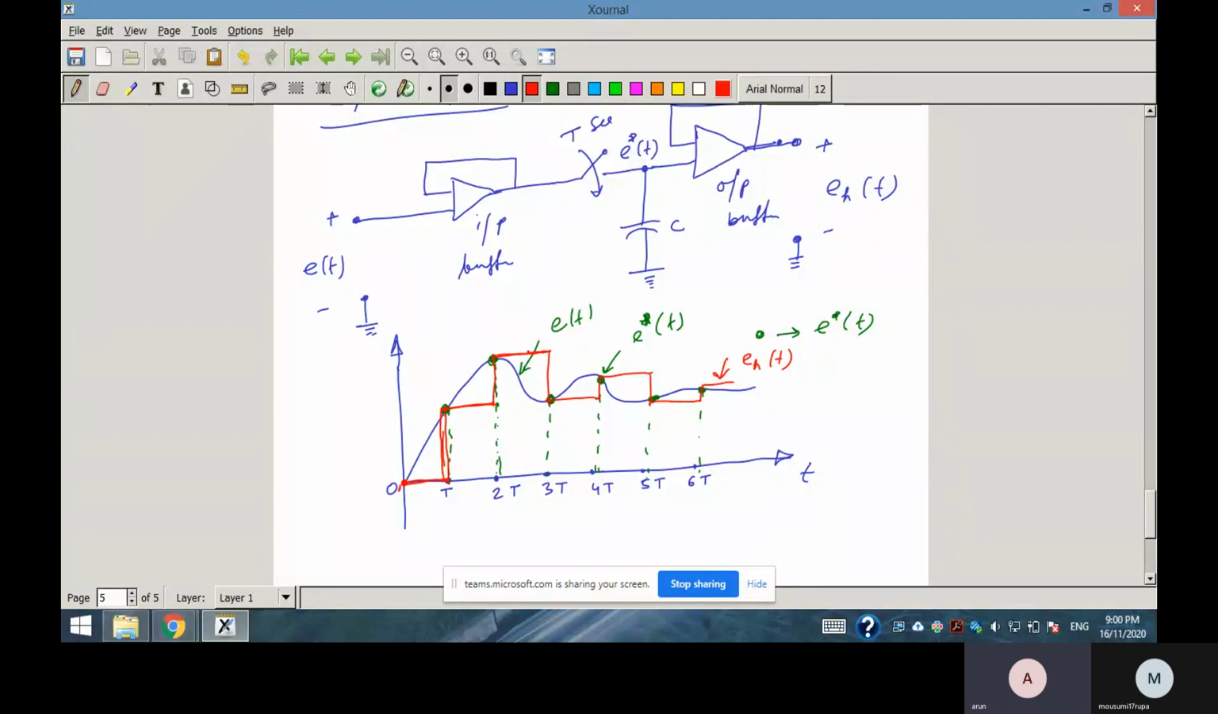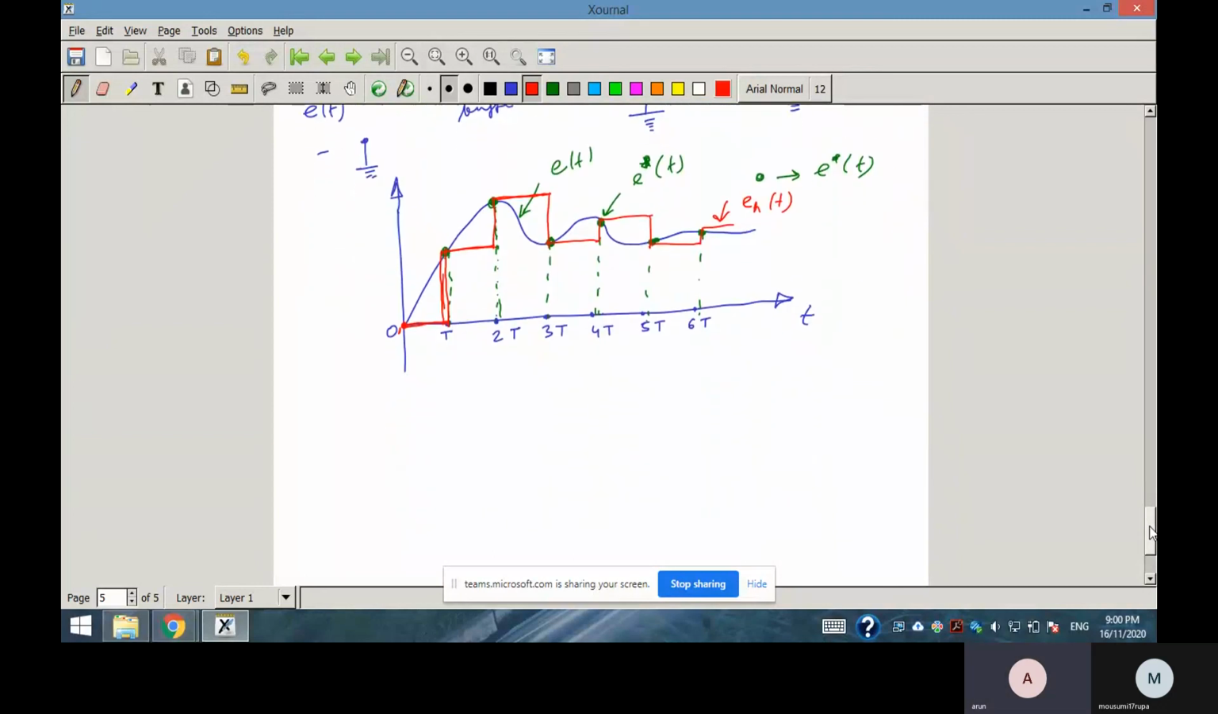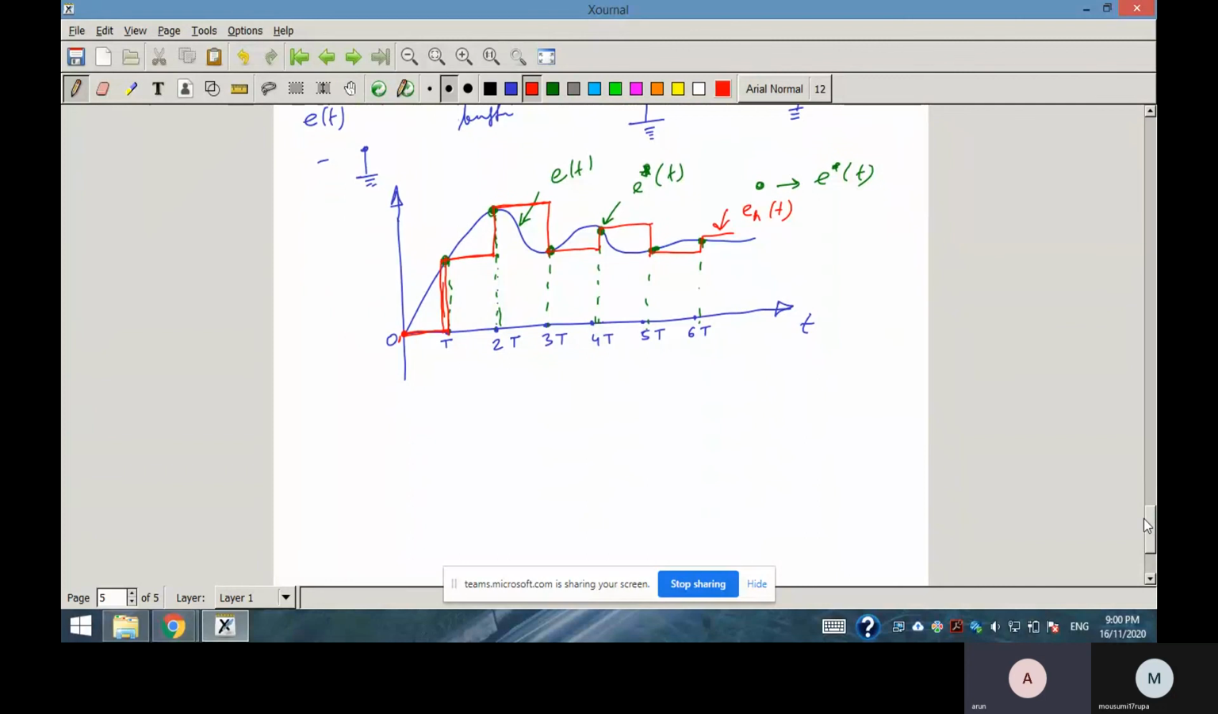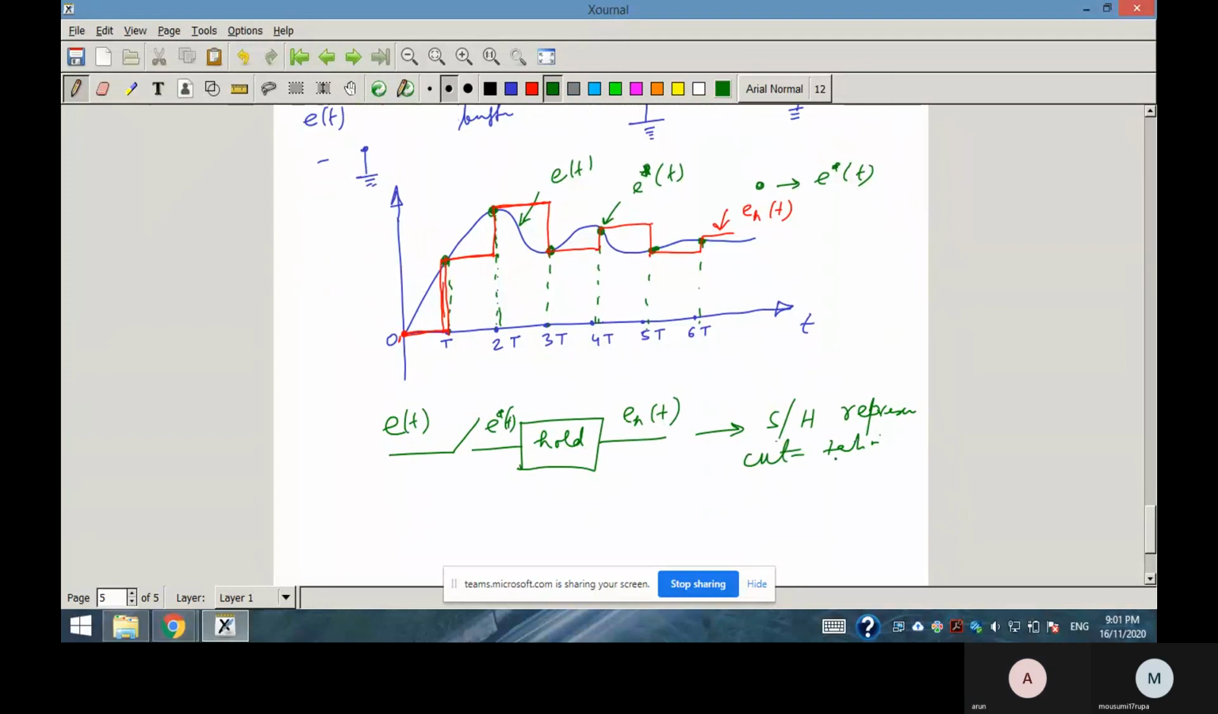So now, that means the sample and hold circuit is represented like this. This is your sampler and then the hold. So this is your hold. This is your e(t), this is your e*(t), and this is your e_h(t). So this is the sample and hold circuit representation.